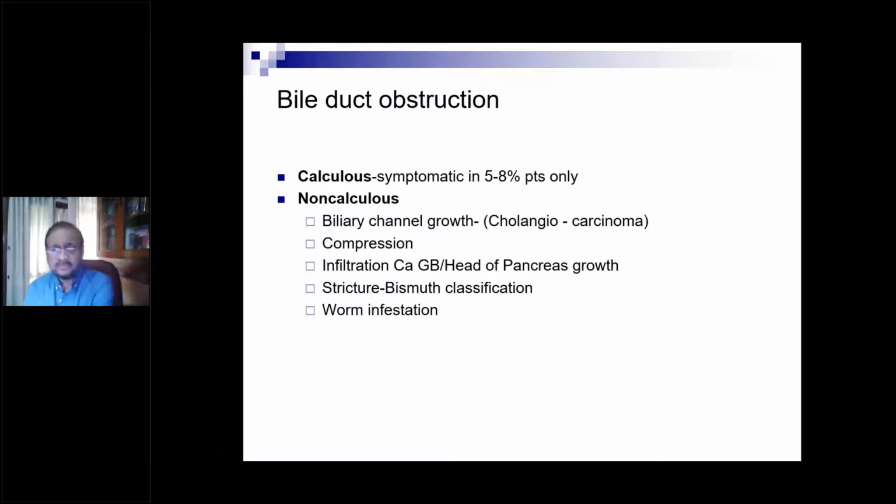Non-calculous pathologies would account for biliary channel growths and external compression. You can have infiltration of the carcinoma gallbladder, or you could have a head of pancreas growth causing a compression over the lower part of the CBD. You could have a stricture, which is amenable to Bismuth classification, or you could have a worm infestation.